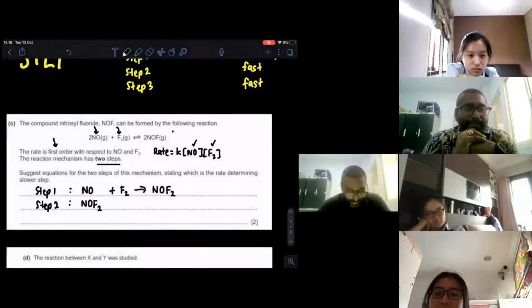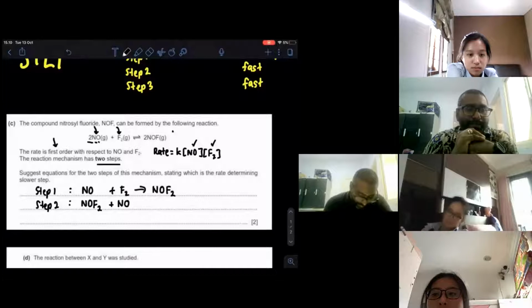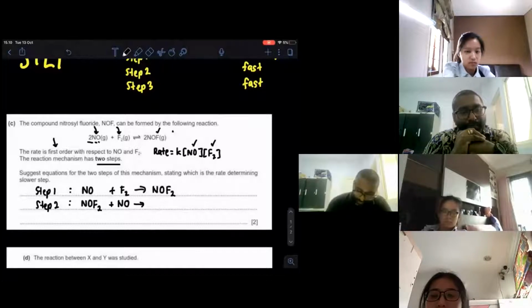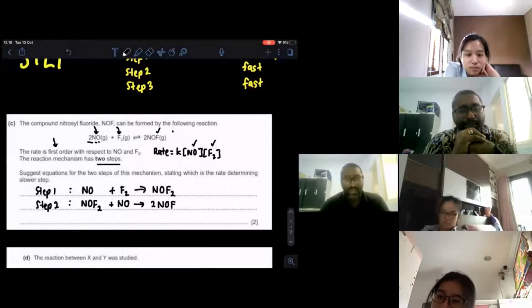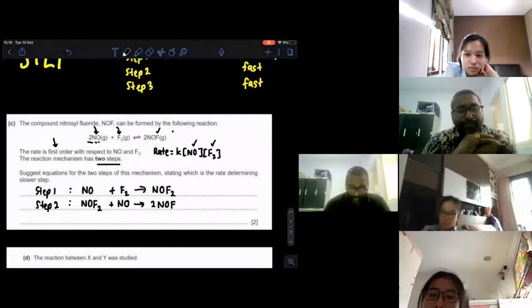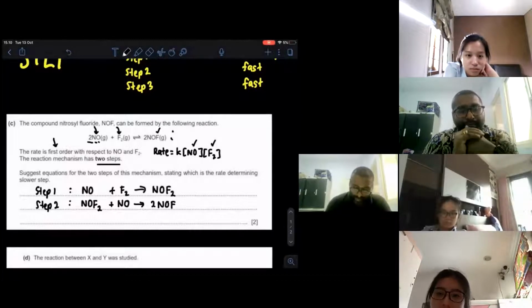So when I write NO here, I see there are 2 NO. Probably if I can add another NO here and come up with something. For example, I need to have 2 NOF. So if you see here, 2 NOF is balanced. If I add step number 1 and step number 2, the NOF2 and NOF2 will be cancelled. So I'm going to get the same equation over here.